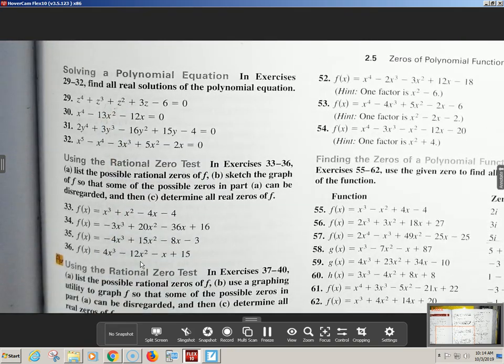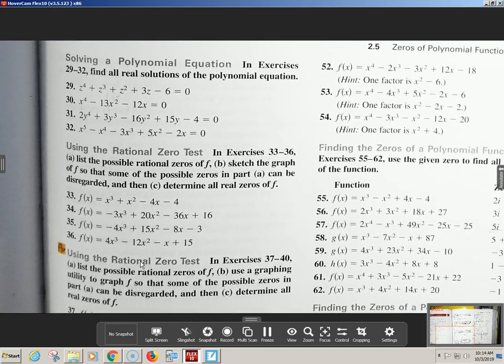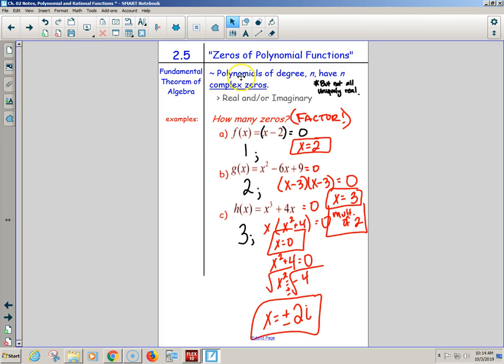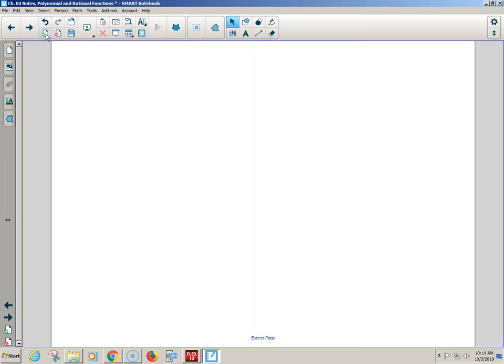What's the difference between rational and real? You're going to have to know this in homework. What's the difference between rational and real? Real has a negative inside. And no, just kidding.